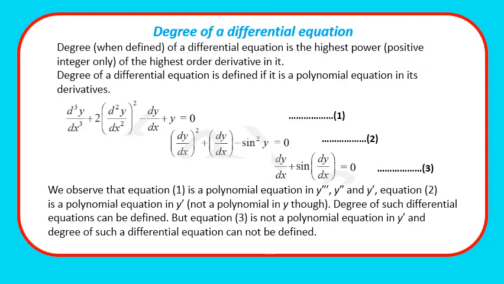Now here we have three different equations. First is d³y/dx³ + 2(d²y/dx²)² - dy/dx + y = 0. Now here the highest order of the derivative is 3, that is d³y/dx³. So the degree of this will be 1, because the power of d³y/dx³ is 1.